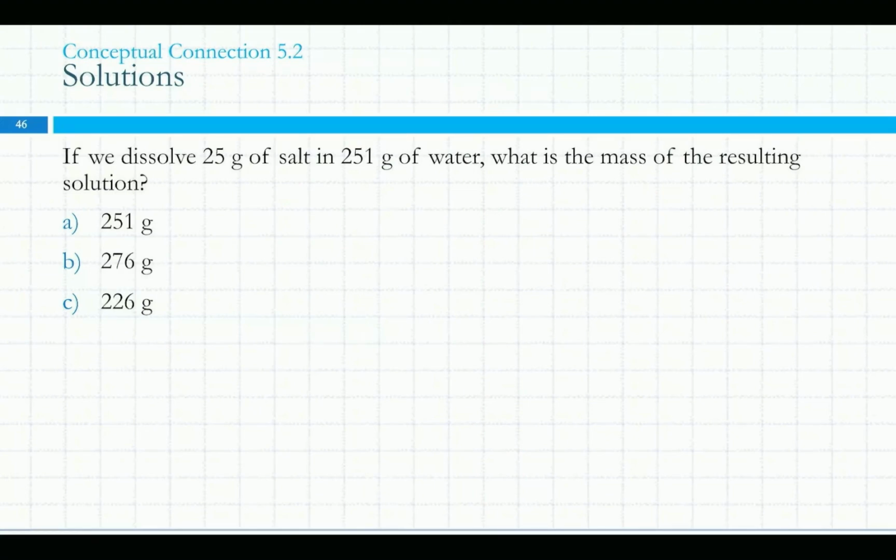So if you dissolve 25 grams of salt in 251 grams of water, what would the mass of that solution be? Yeah, because you see that salt go in and it disappears, but it's still there. So even though something dissolves, the mass is still there and doesn't go away, so it just adds to it. So it'll be just 25 plus 251, 276.